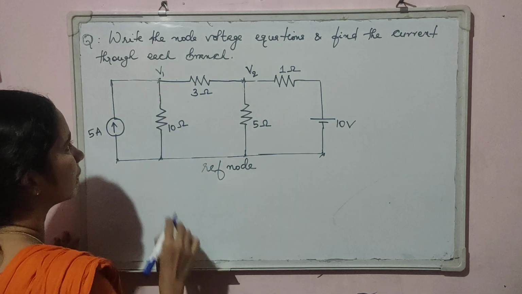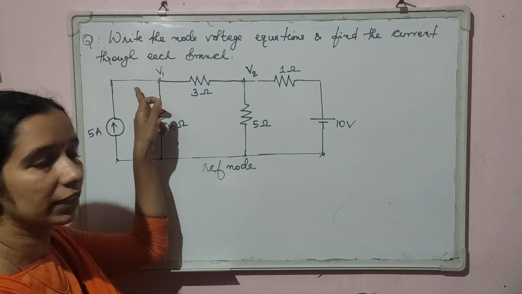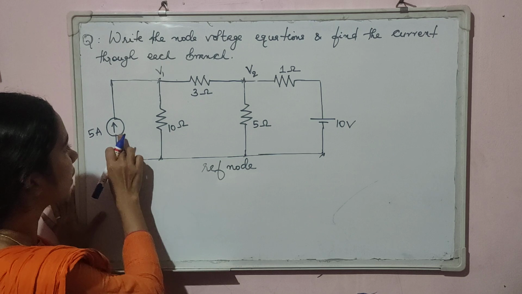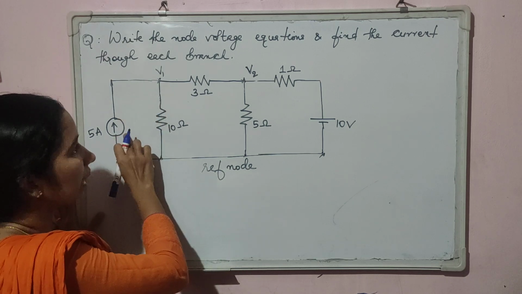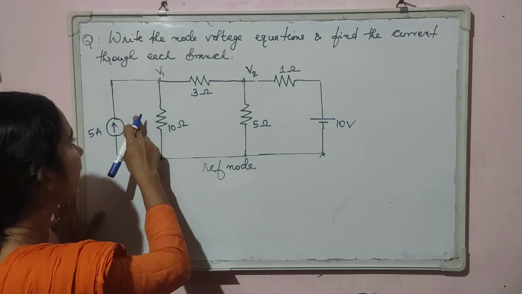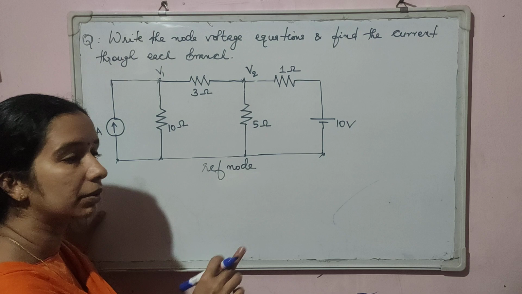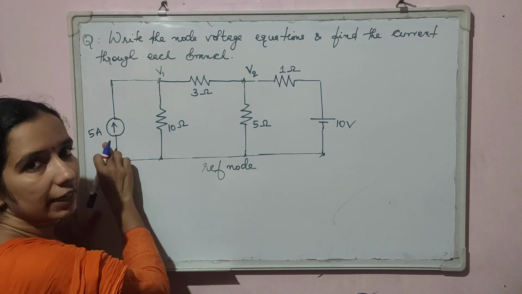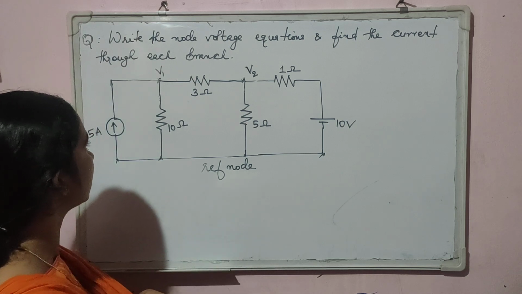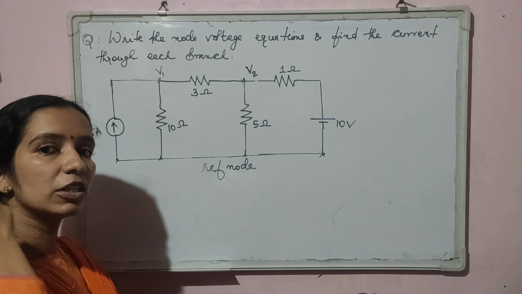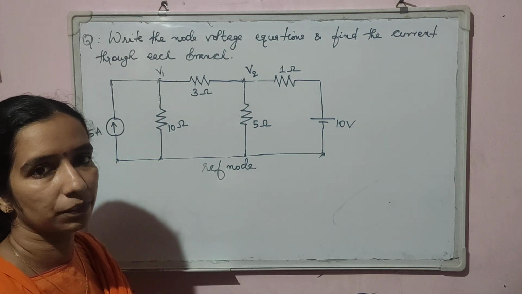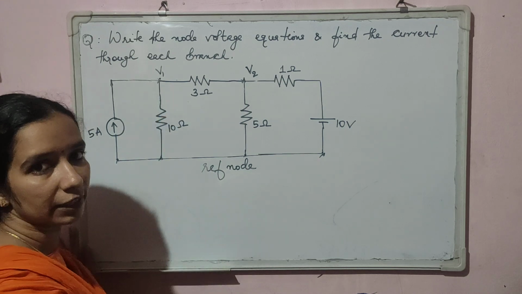There is an important point here. If there is a current source in a particular branch, this is a current source, we need not represent a current in that particular branch, because a current is already given there and its direction is also given. So we don't have to mark a current in a branch where there is a current source. So we don't have to mark current here.